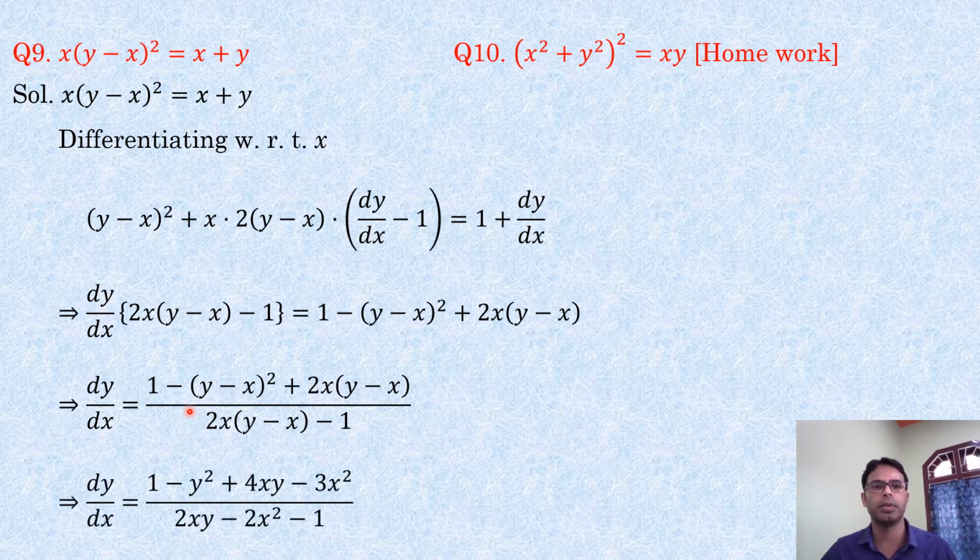So dy/dx is equal to, complete the product, 1 this y square minus twice xy, but it is minus, so plus twice xy, and here also twice xy, mean 4xy, and it is minus x square, and here minus twice x square, so minus 3x square, it is 2xy minus 2x square, and minus 1 is there, and it completes the solution. This question is homework for you, you solve the question.